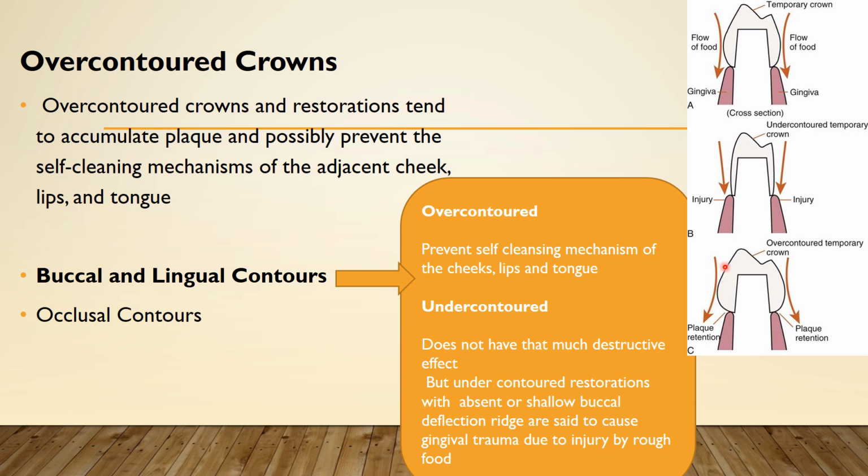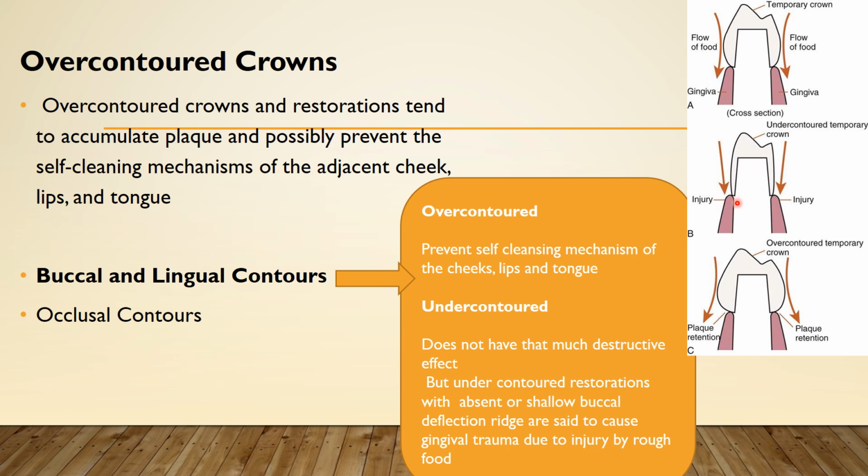It is well known that a well contoured and polished restoration always promotes oral health by resisting the accumulation of food debris and pathogenic bacteria. In picture A, it shows a well contoured restoration. You can see that it always permits the flow of food. Whereas an over contoured one always leads to plaque retention. An under contoured one will not lead to plaque retention, but it can injure the gingival surface.